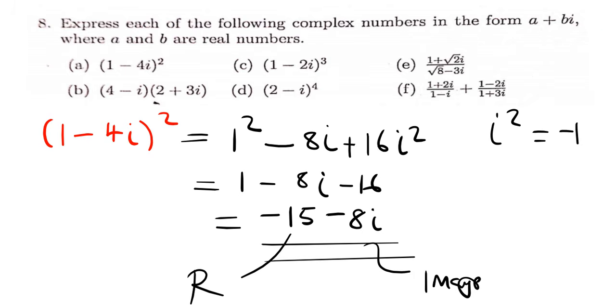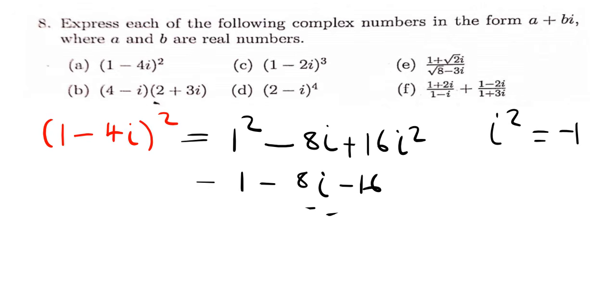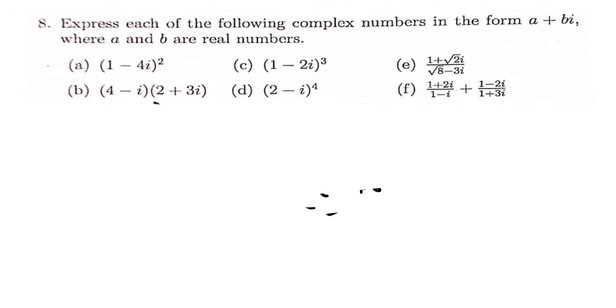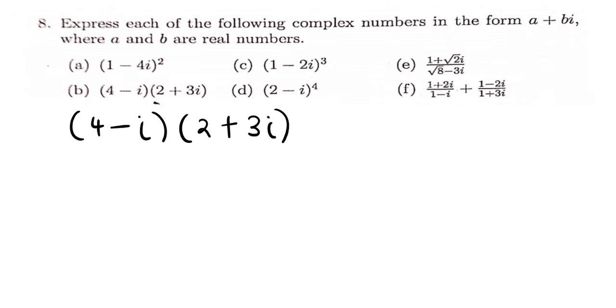They want it in the form of a plus bi or ib. So basically that's how we solve the first question. Let's go to B. For B, we've got (4 minus i)(2 plus 3i). So what are we going to do?